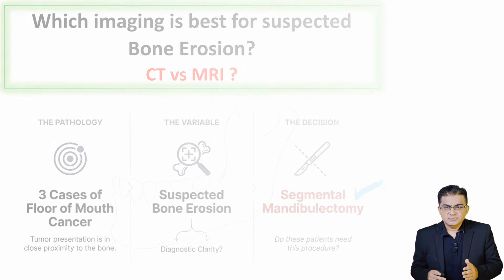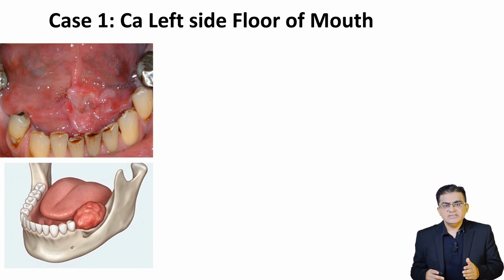This is case 1. This is a patient who presented with a carcinoma in the floor of mouth on the left side. When you examine her in clinic, you can feel the tumor is directly abutting the adjacent mandible. This is how it looks on a diagram. As you can see, it is abutting the mandible.